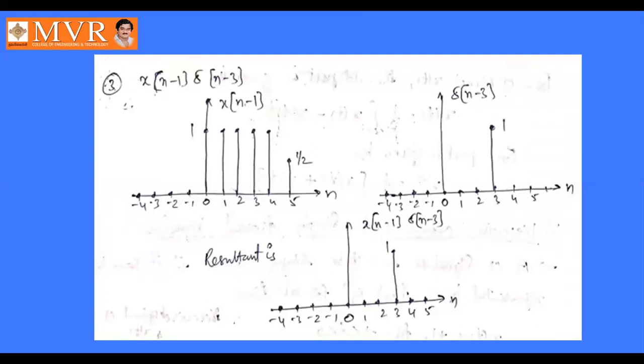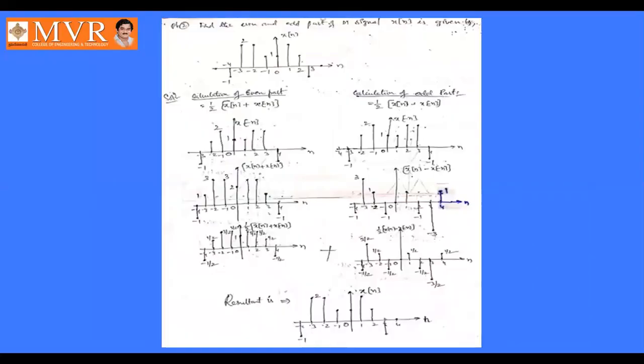That is the resultant. Next, find the even and odd parts of the given CT signal x of t. X of t is given like this. This is x of t. Even part is xe of t. Odd part is xo of t.